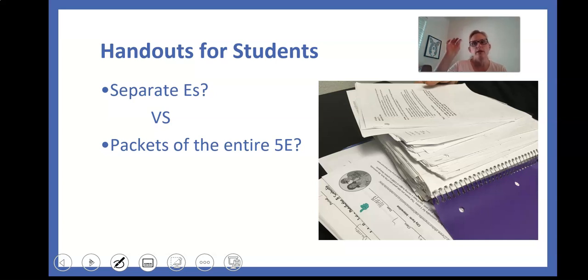So maybe the first 2 Es in one handout, and then the Explain in a different one, and then Elaborate in a different one. But then the kids have a hard time keeping track of what's what when they're turning things in. And so a lot of teachers end up doing the whole 5E in a packet.